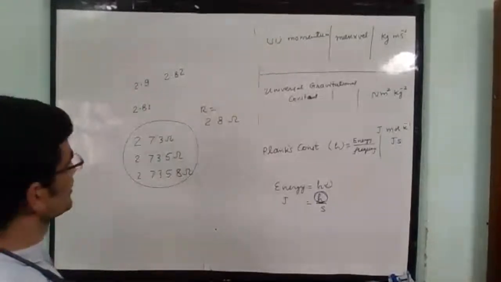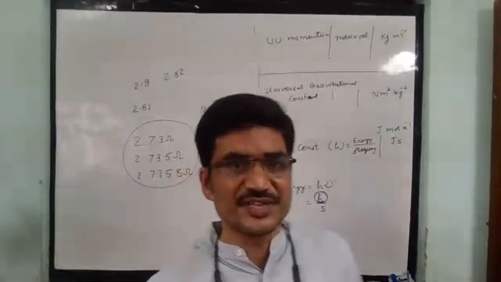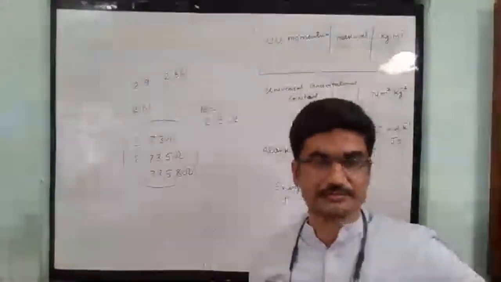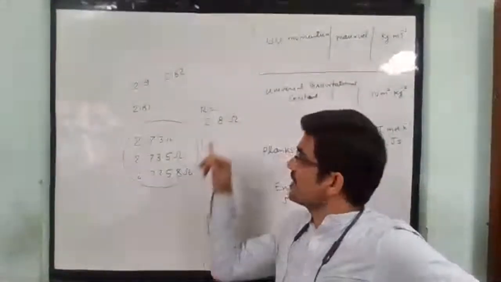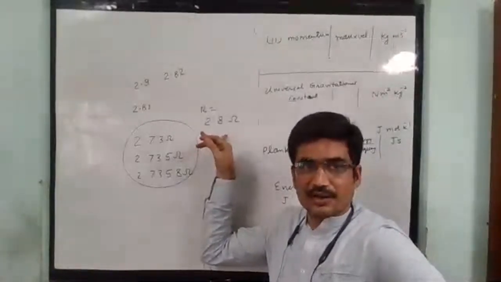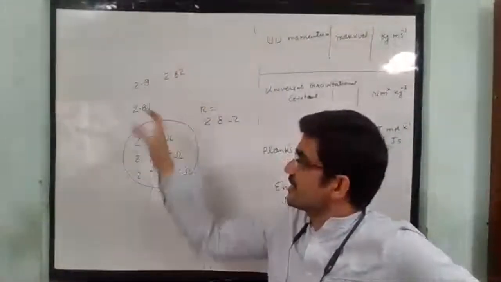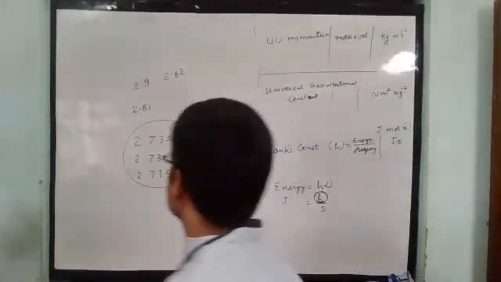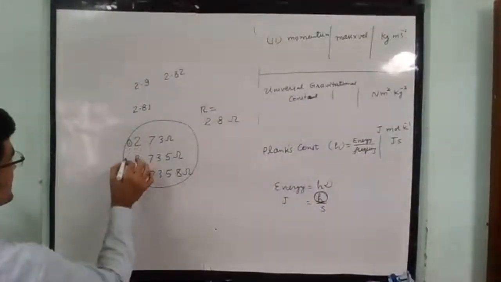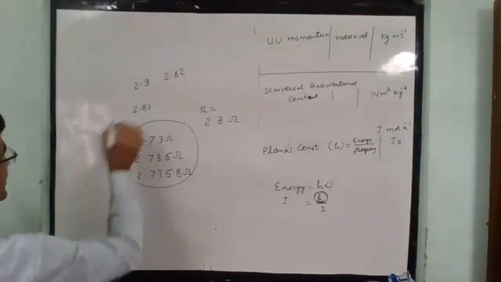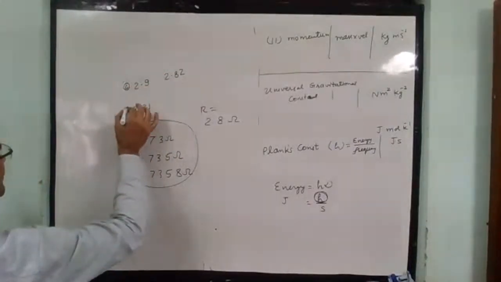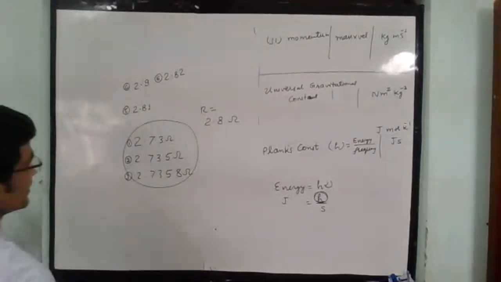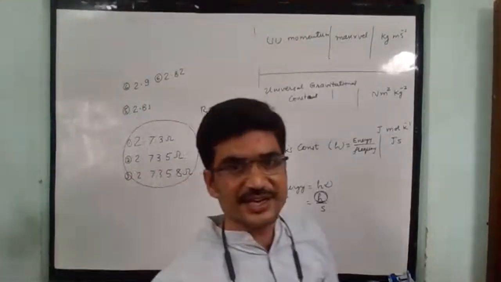Out of these, which one is the most accurate? The actual value is 2.8 ohm. The students are measuring like this. What will you suggest? See, we have one reading, second reading, third reading, fourth reading, fifth reading, and sixth reading. So we have 6 different readings.